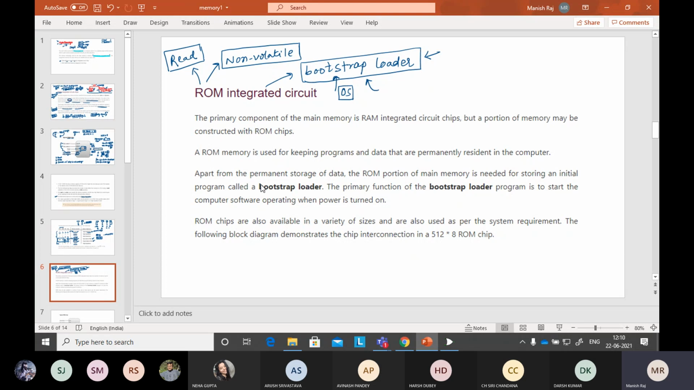It is written here also: apart from the permanent storage of the data, the ROM portion of the main memory is needed for storing an initial program called the bootstrap loader. The primary function of the bootstrap loader program is to start the computer OS, the operating software, when power is turned on or off. When you turn on the computer, first it will load the program, the operating system will start, that's why there is no effect on the memory, and the permanent memory will remain the same.